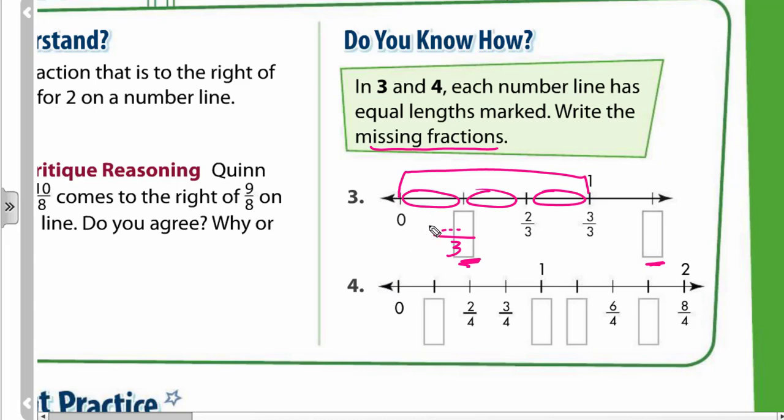So the number of lengths between 0 and 1 determines the denominator. And when you get this, you can write any fraction that you want. So let's see the first one.